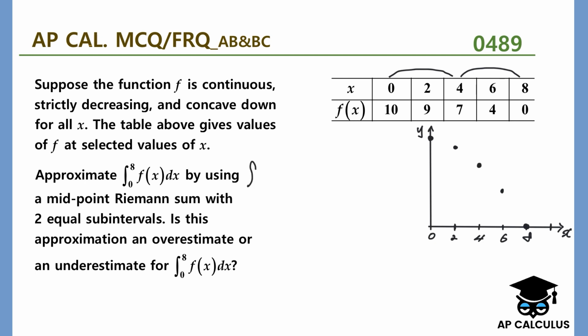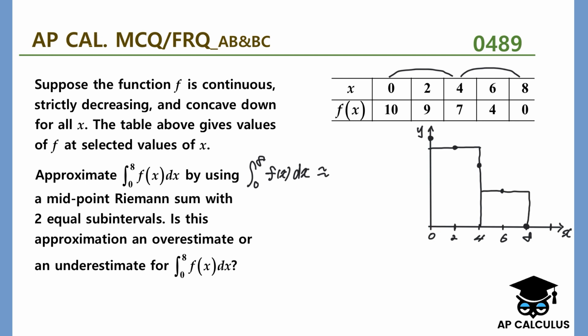Now let's approximate this definite integral by using a midpoint Riemann sum. So this definite integral from 0 to 8 of f of x dx is equal to, for this subinterval, the midpoint is 2. So we draw a rectangle from this point right here, like that. And for this subinterval, the midpoint is 6. So draw a rectangle from this point right here.